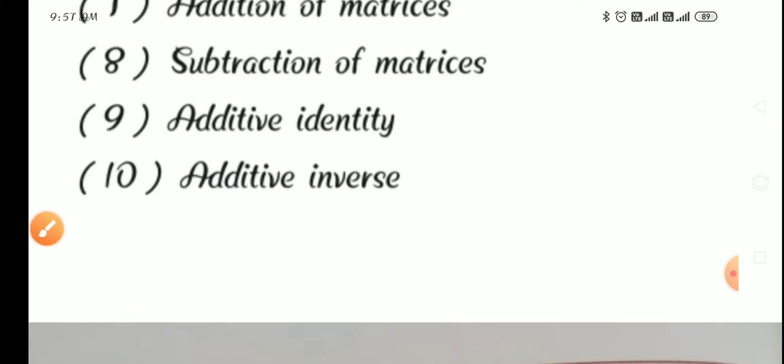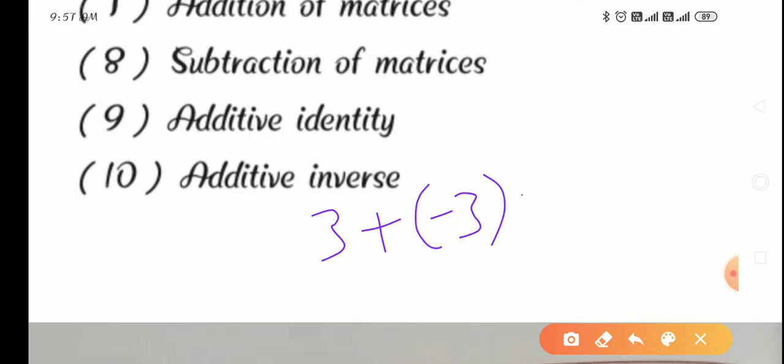Now additive inverse. In the case of numbers, you know, if you are adding to 3, what should be added to 3 so that it becomes 0, means you get the additive identity? So minus 3 you will have to add, then you will get the additive identity 0.